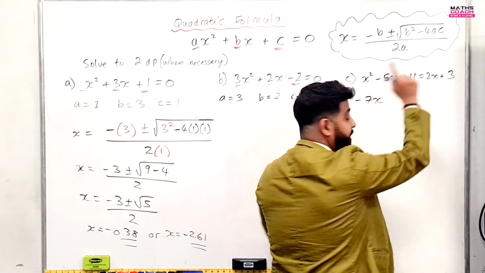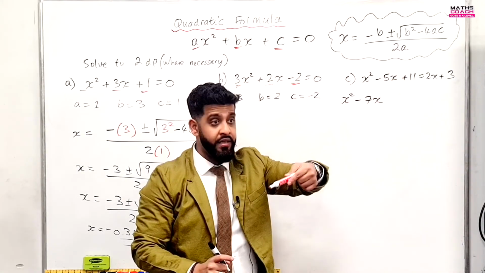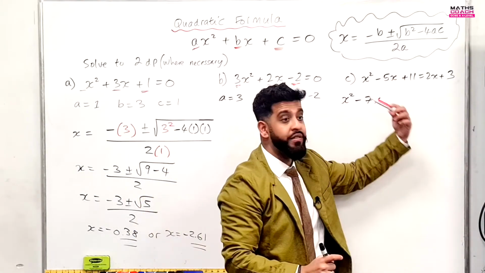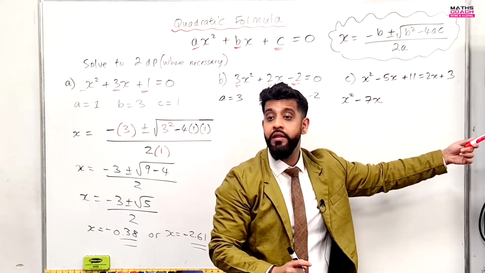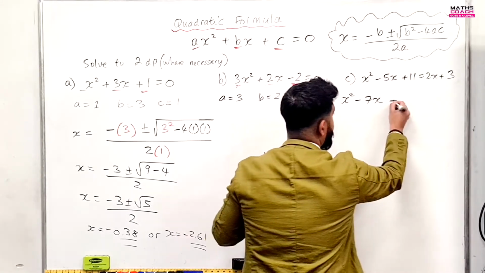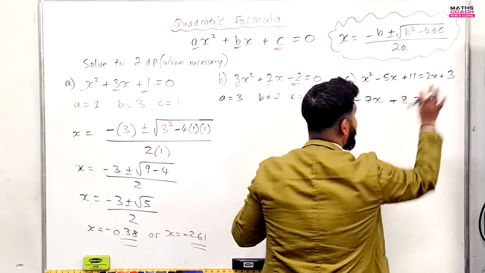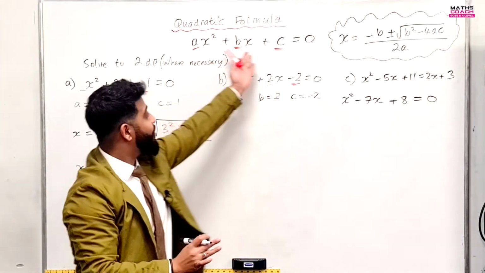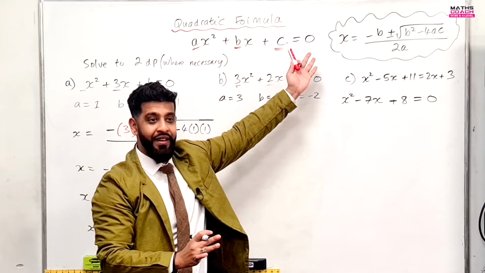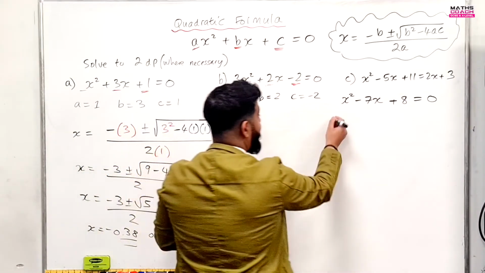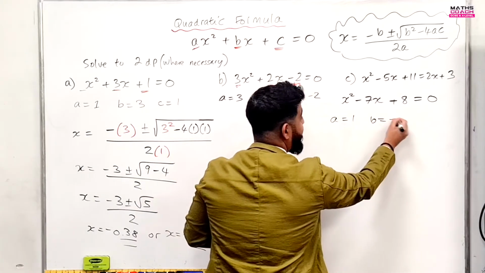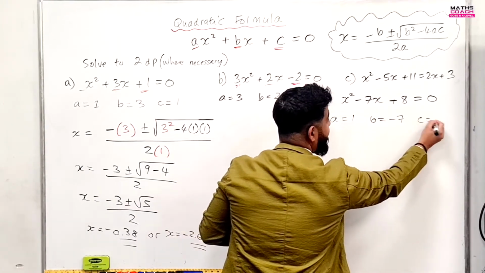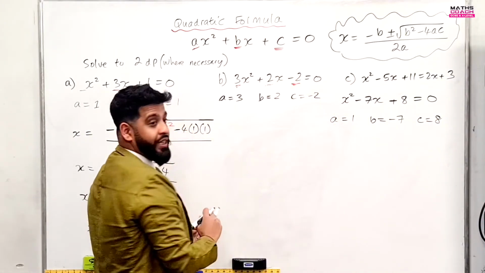11, is it going to be affected by the 3 coming over to the other side? Yes. So what's it going to be, the 3 on the other side? A minus 3, yeah? So it's going to be 11 minus 3, which is 8. So it's going to be plus 8. And now you've got 0 on this side, and you are dealing with your quadratic equation like that, yeah? So what's my value of A? 1. What's my value of B? Minus 7. What's my value of C? 8. Let's put it into our quadratic formula.